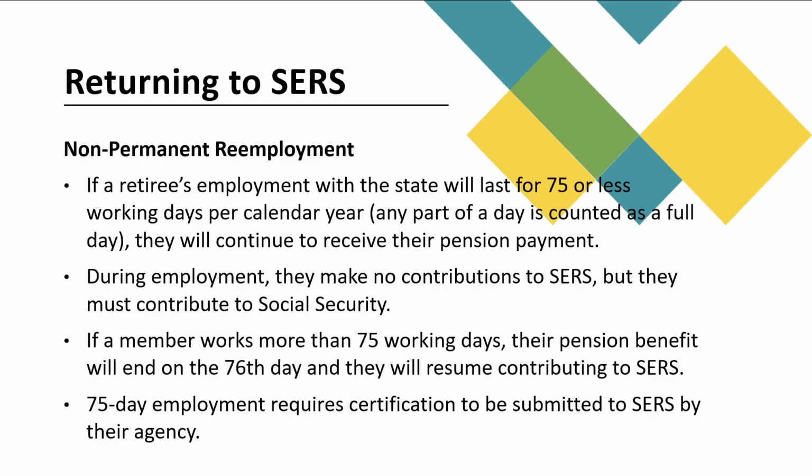Non-permanent reemployment. If a retiree's employment with the state will last for 75 or less working days per calendar year, remember, any part of a day is counted as a full day, they will continue to receive their pension payments. During employment, they make no contributions to SERS, but they must contribute to Social Security. If a member works more than 75 working days, their pension benefit will end on the 76th day and they will resume contributing to SERS. 75-day employment requires certifications to be submitted to SERS by their agency.